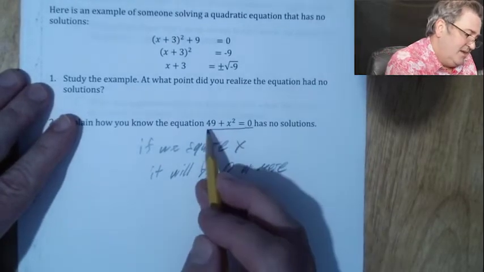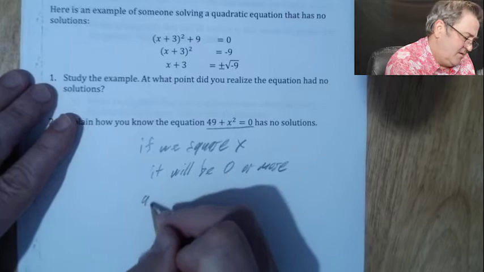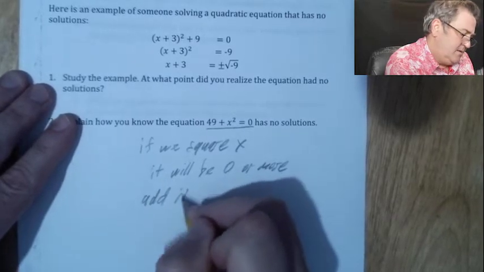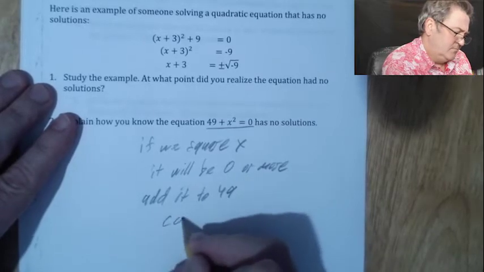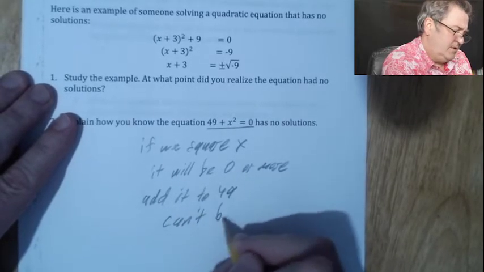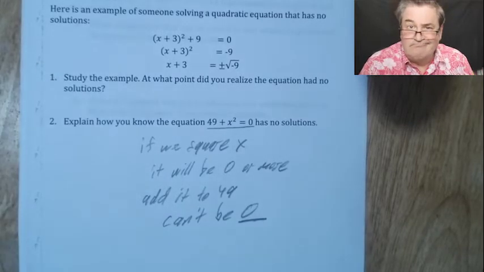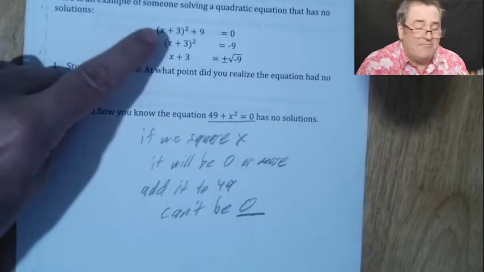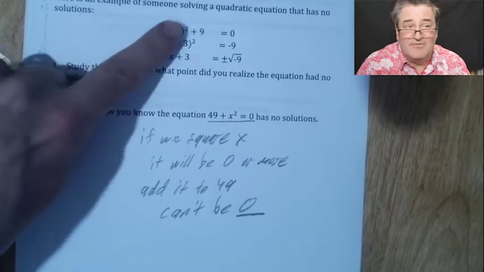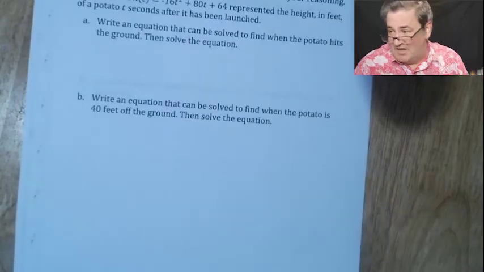And we're going to add it to 49. Can't be 0, because it's got to be at least 0 or more, and we're going to add it to 49. There's no way that can be 0. So we're going to run into the same problem we had up here. It's just the 49 in front instead of after, like the 9 was. Same issue. So, all right, let's move on.